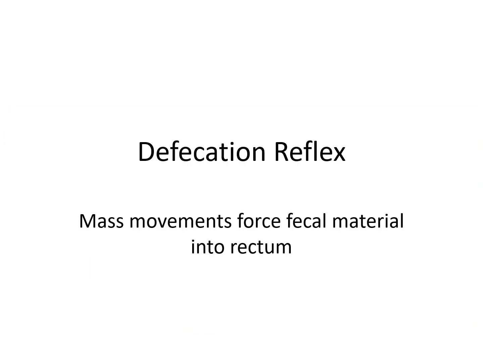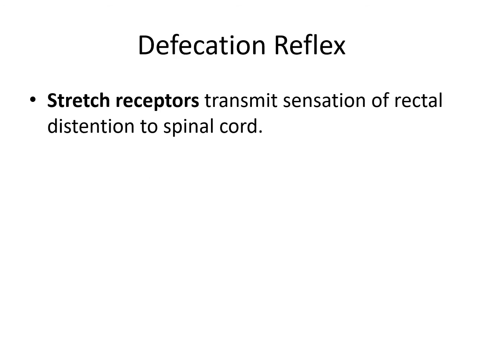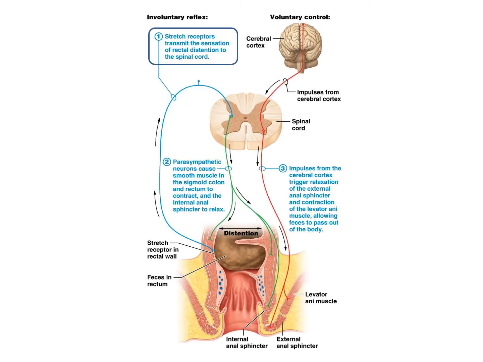Okay, finally, let's talk about the final stages of the digestive system. So things that are not digested or absorbed will have to be eliminated through defecation. So let's talk about the defecation reflex. This is due to mass movements which force fecal material into the rectum. And the defecation reflex is due to stretch receptors that transmit the sensation of rectal distension to the spinal cord. So it's the movement of the fecal material that stretches receptors that provides the sensation for the defecation reflex.